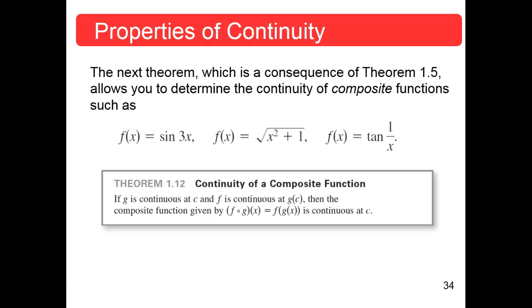Because the input for this g of x here is continuous everywhere and would have a value. And sine is continuous everywhere, so any of the values 3x spits out, sine can take in.